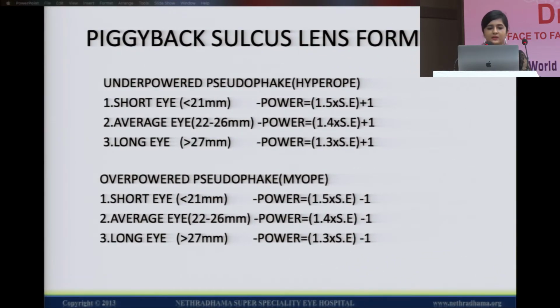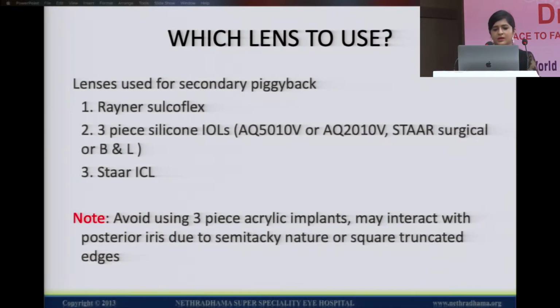So the formulae for piggyback sulcus lenses are as follows. For an underpowered pseudophakic or a patient with a hyperopic refractive error, we add +1, 1.5 or 1.4, 1.3 into the spherical equivalent, and the same thing we do for myopes, but we subtract -1. So now which lenses to use as a sulcus lens for a secondary piggyback?